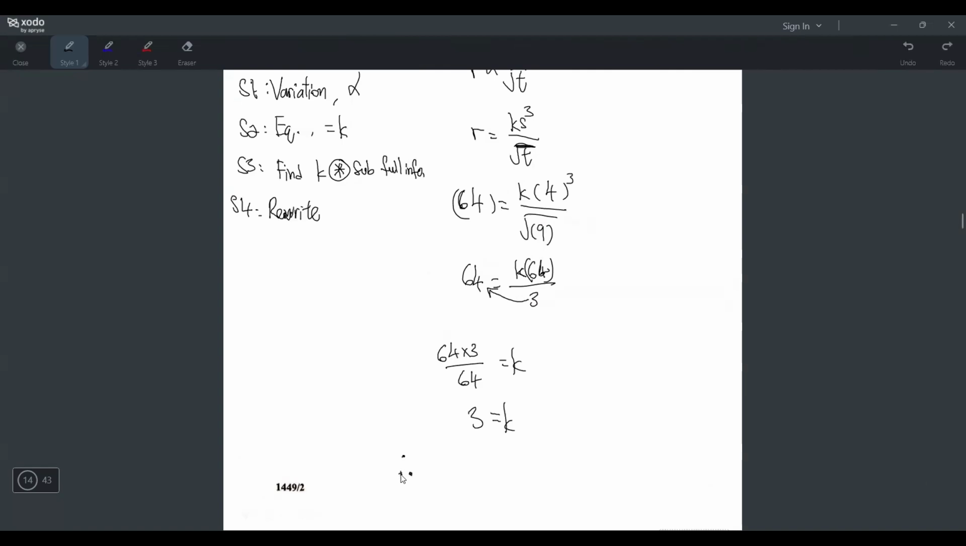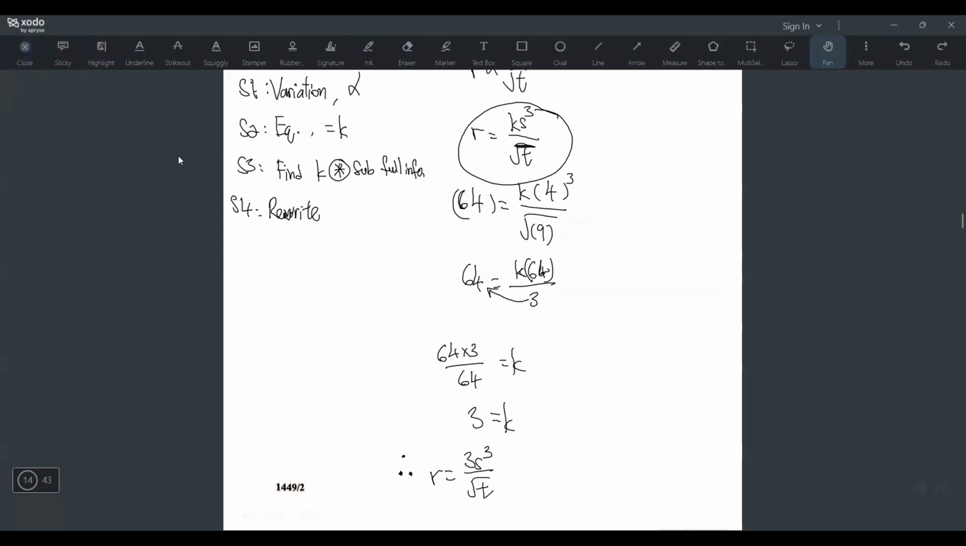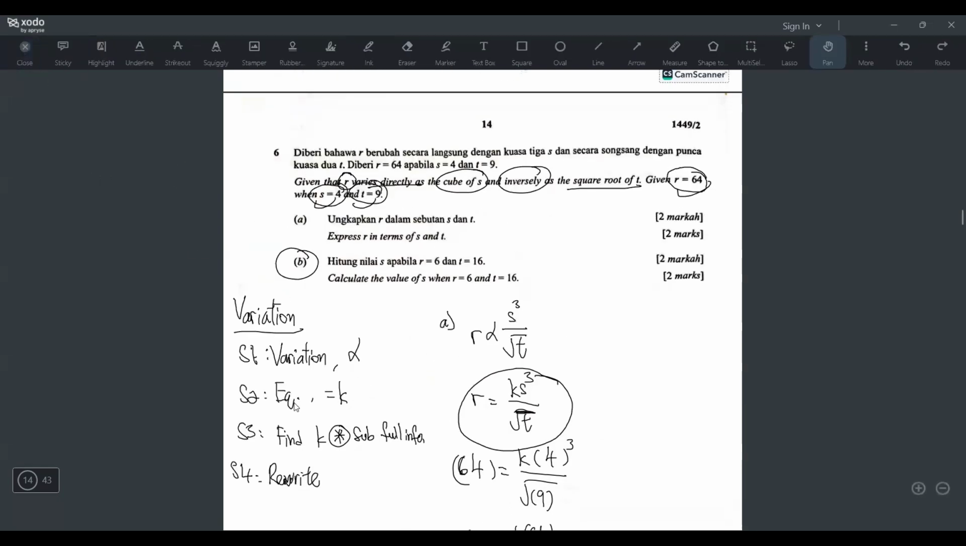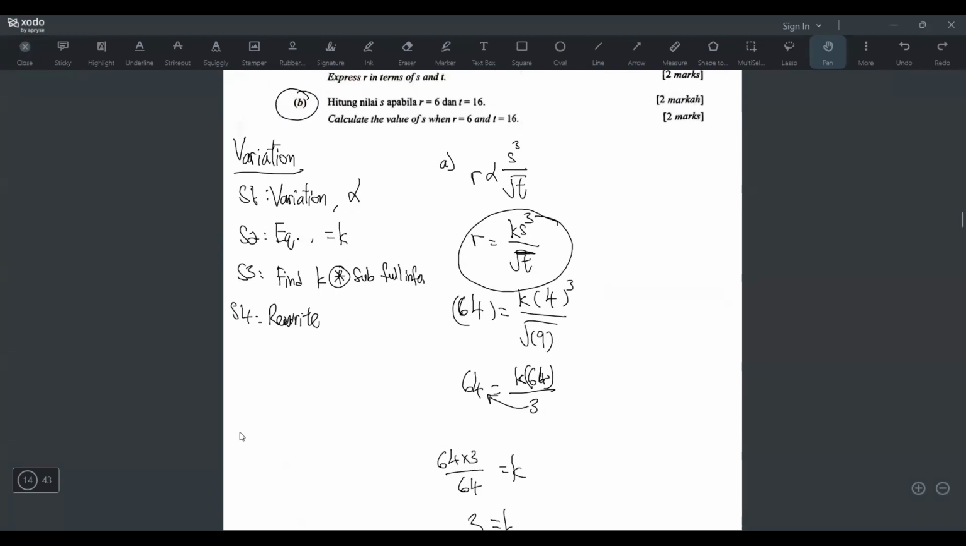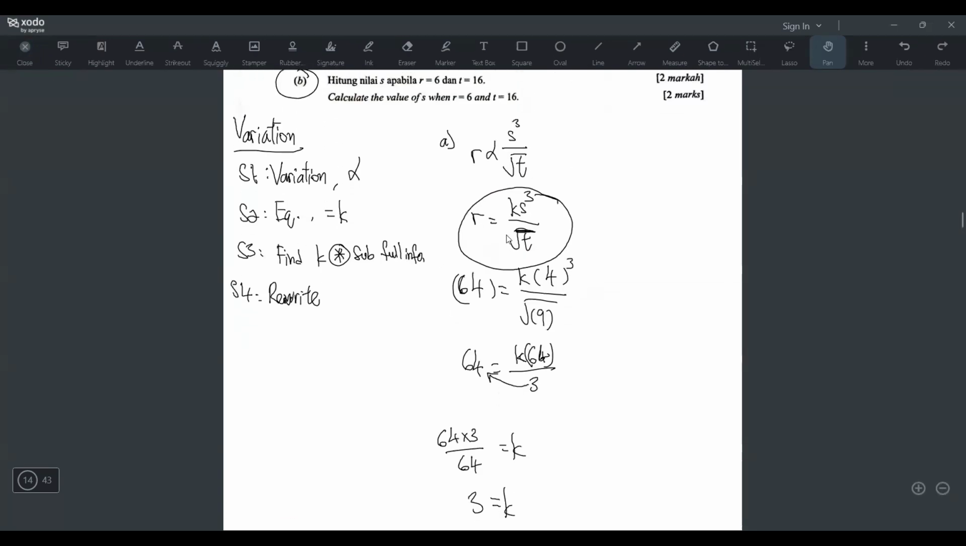So when I express R in terms of S and T, I have to look back at this line and rewrite it. But when I rewrite, I don't write K anymore. I write 3 here, because I already got 3. So R equals 3s power 3 over square root t. This is the answer for A, because they say R in terms of S and T, so that's the answer. But you have to find K first.